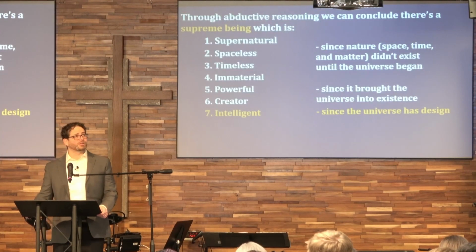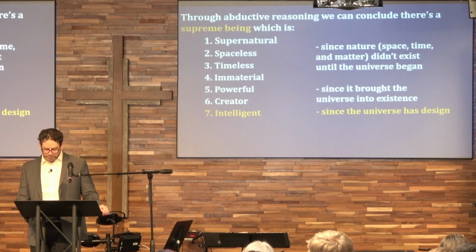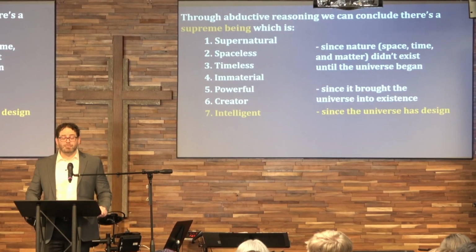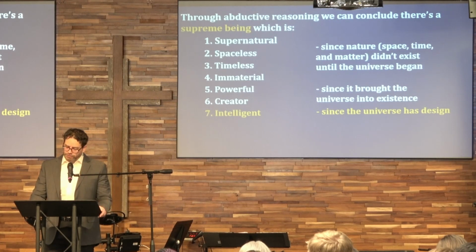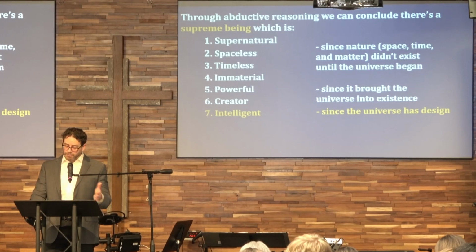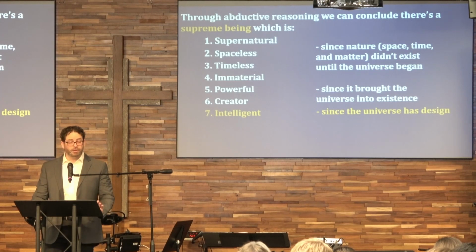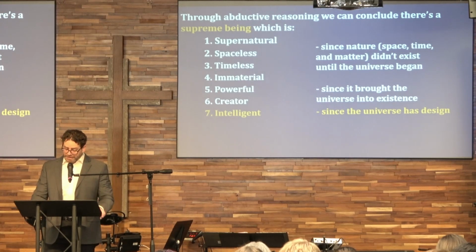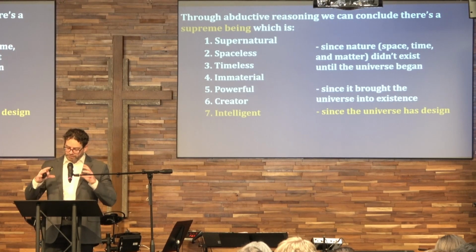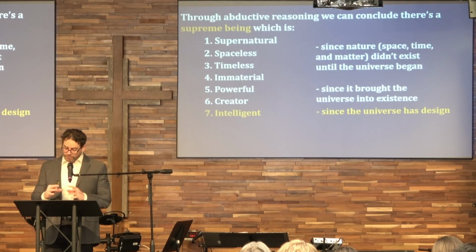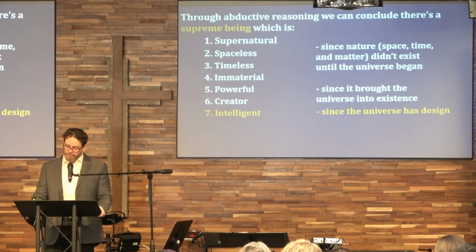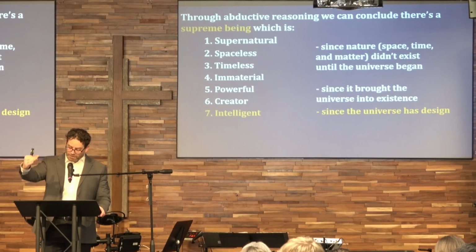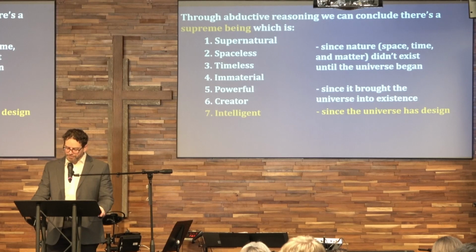So we can continue to add to our list. We started this list last week from the first cause argument. And I think using abductive reasoning, we can start to make some of these conclusions about what this supreme being or uncaused cause is like. From the first cause argument last week, we reasonably concluded that this first cause, this ultimate supreme being, is supernatural, which just means beyond nature, spaceless, timeless, immaterial, because all those things, space, time, and matter, came to exist when the universe came to exist. That's just what the universe is. So you would think the first cause had to be beyond those things, or before those things, if you will.